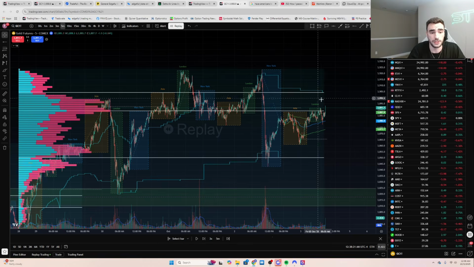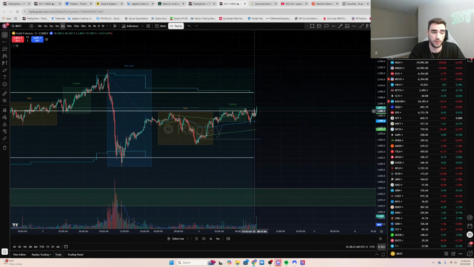I want to see if price holds above this POC. So it held above this previous POC, held at VWAP. It's pushing above that previous value area high on this smaller time frame. On the larger time frame, the next level I want to gauge interest at is this value area high.